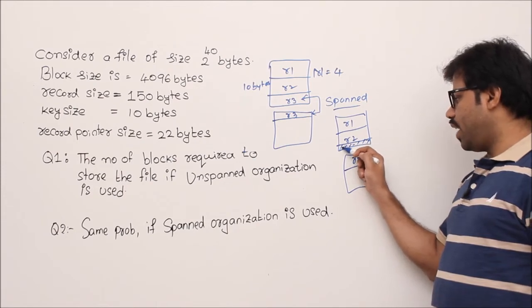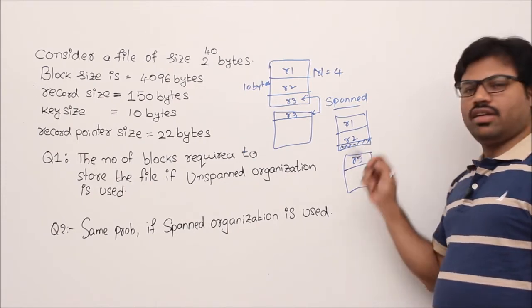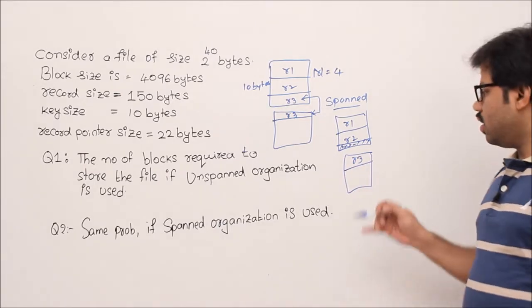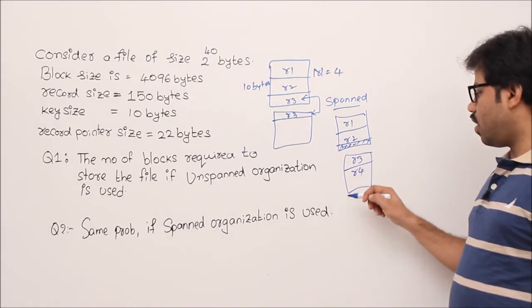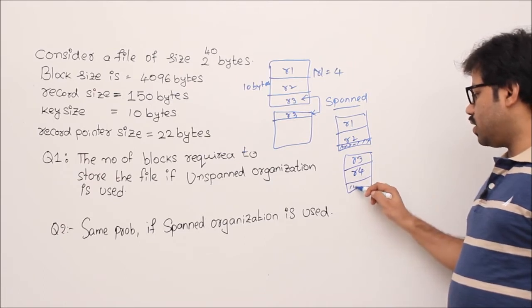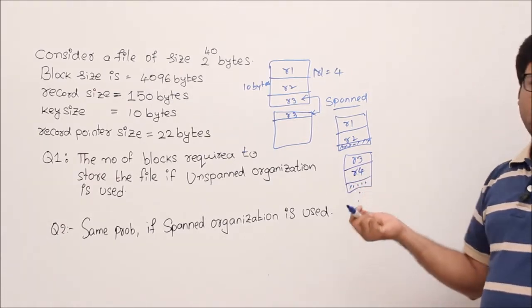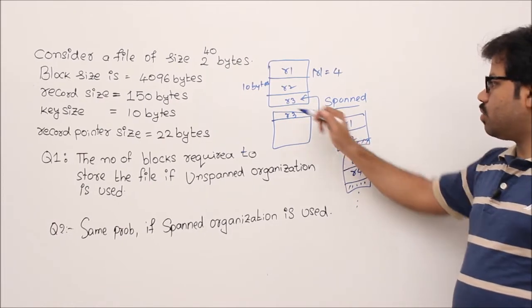We can write some binary pattern to say that this is unused space. That means not proper data. So we can do it, not a problem. R3, R4. After that, still there is a space here, right? In that way, everywhere we keep some space because we can't go for spanned organization.